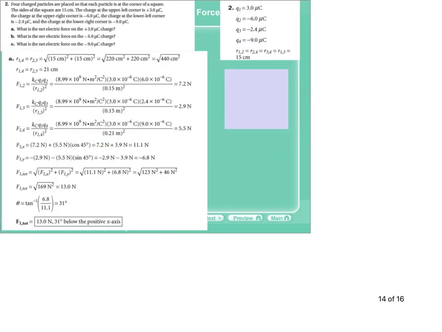So, bring back in a little trig stuff here. Things work out pretty nice. Number 2, we got 3 parts, all dealing with the same charges, same points. So we got them placed at the corner of a square. They told us the square was 15 centimeters on each side. We don't want 15 centimeters, we're going to want 0.15 meters.